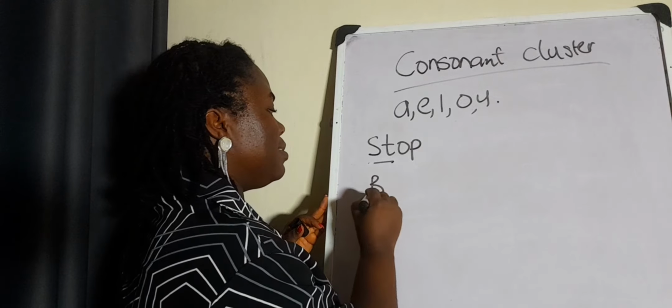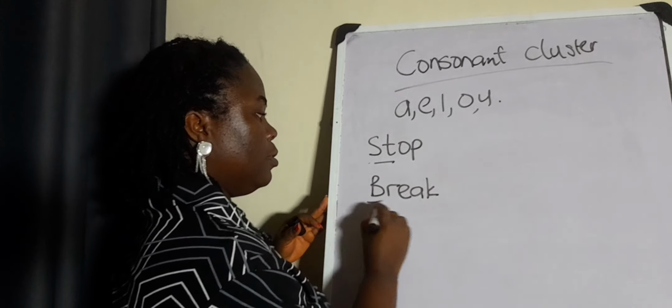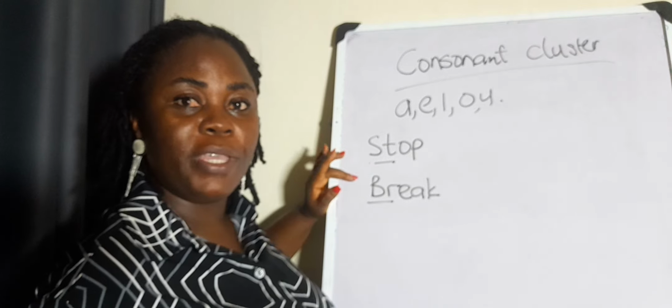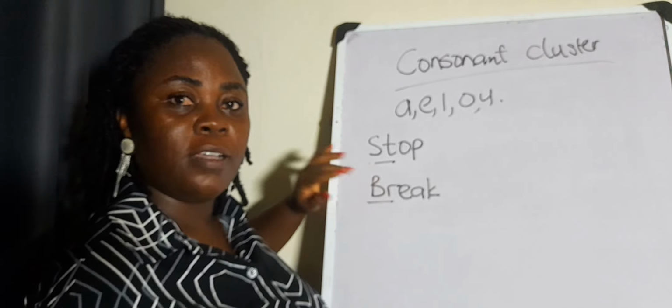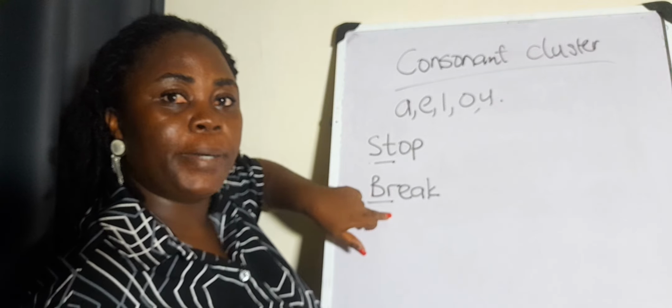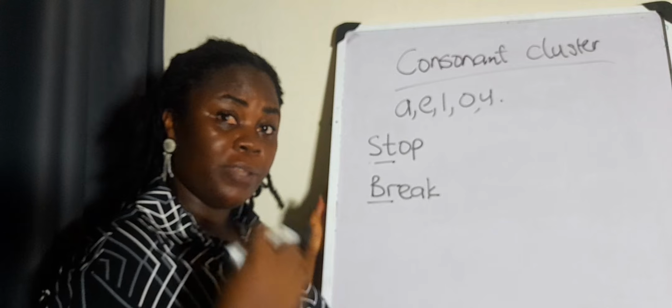Now you see something like this. This is a consonant cluster. B and R, B, R. When you say break, br, b, r, break, you heard the letters properly, you heard their sounds. They are properly pronounced. Break. So these two are what we call a consonant cluster because they come together.